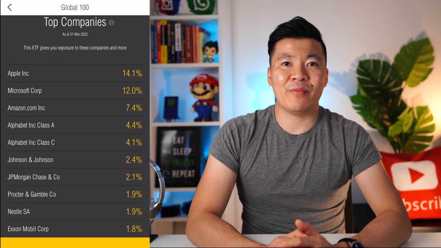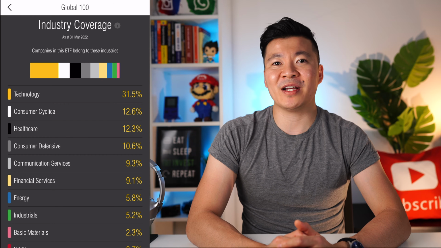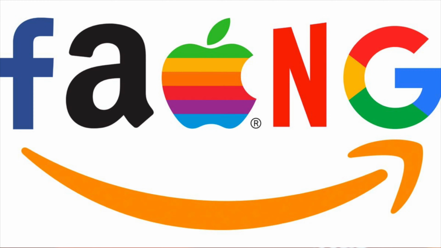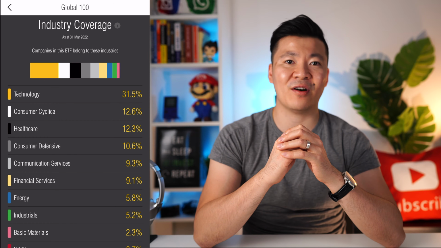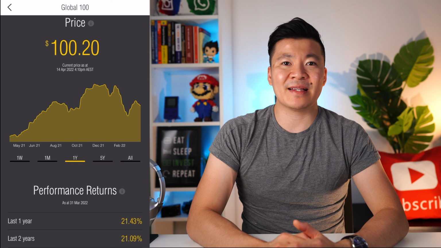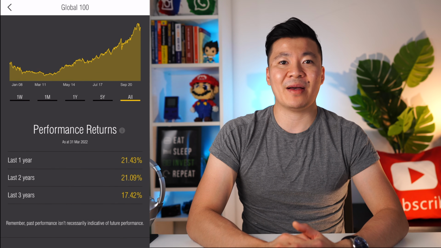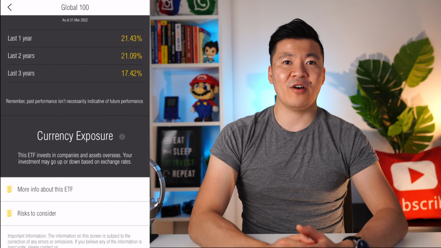As you can see in the industry breakdown, this ETF is quite tech heavy, with 31% of the stocks being technology companies. This makes sense since many of the largest companies in the world these days are involved in tech, so it's only fitting that the best 100 global ETF would have a heavy representation of tech stocks. And if you look at the price chart, the stock has performed amazingly well since its inception in 2007. In fact, it returned 25% last year and about 17% on average in the last 3 years. This is mainly due to the rise in tech stocks over the last decade.